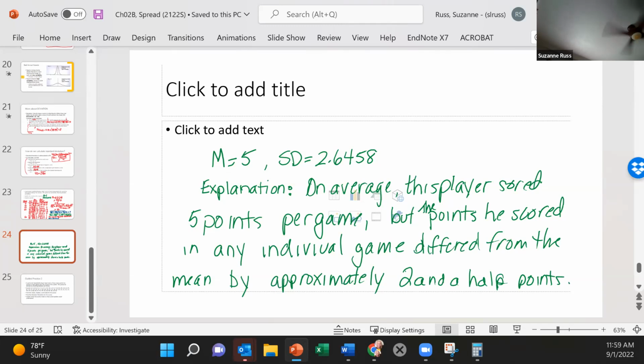Questions about what we've done with standard deviation. And remember, any questions you have are good ones. So I'd love to have some questions right now before we do another example and begin to start our application problems.